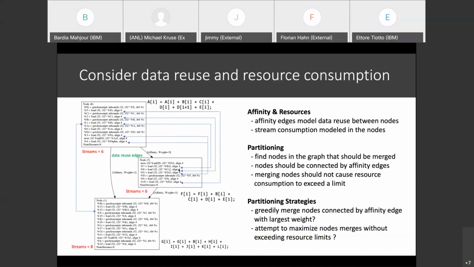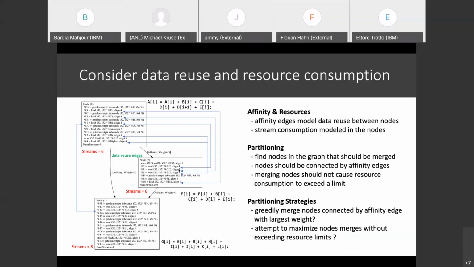And so we annotate the nodes with resource consumption. In this case, it's just the number of streams. And we observe that the first node uses 6 streams, the second 8, and the third 6. So that's the stuff that the label in red, that's actually a property of the nodes.